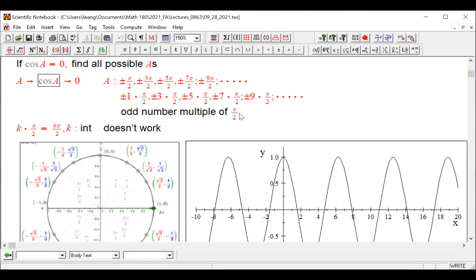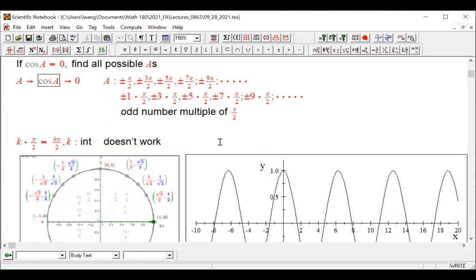It cannot be even number, right? That's where we had the problem, right? Now the question is, how do we describe odd number? I think we addressed this before, right? 2k plus 1. If you use 2k plus 1 for any k in any integer, 2k plus 1 is always going to be an odd number. So odd number multiples of pi over 2 would just be 2k plus 1 multiplied by pi over 2.